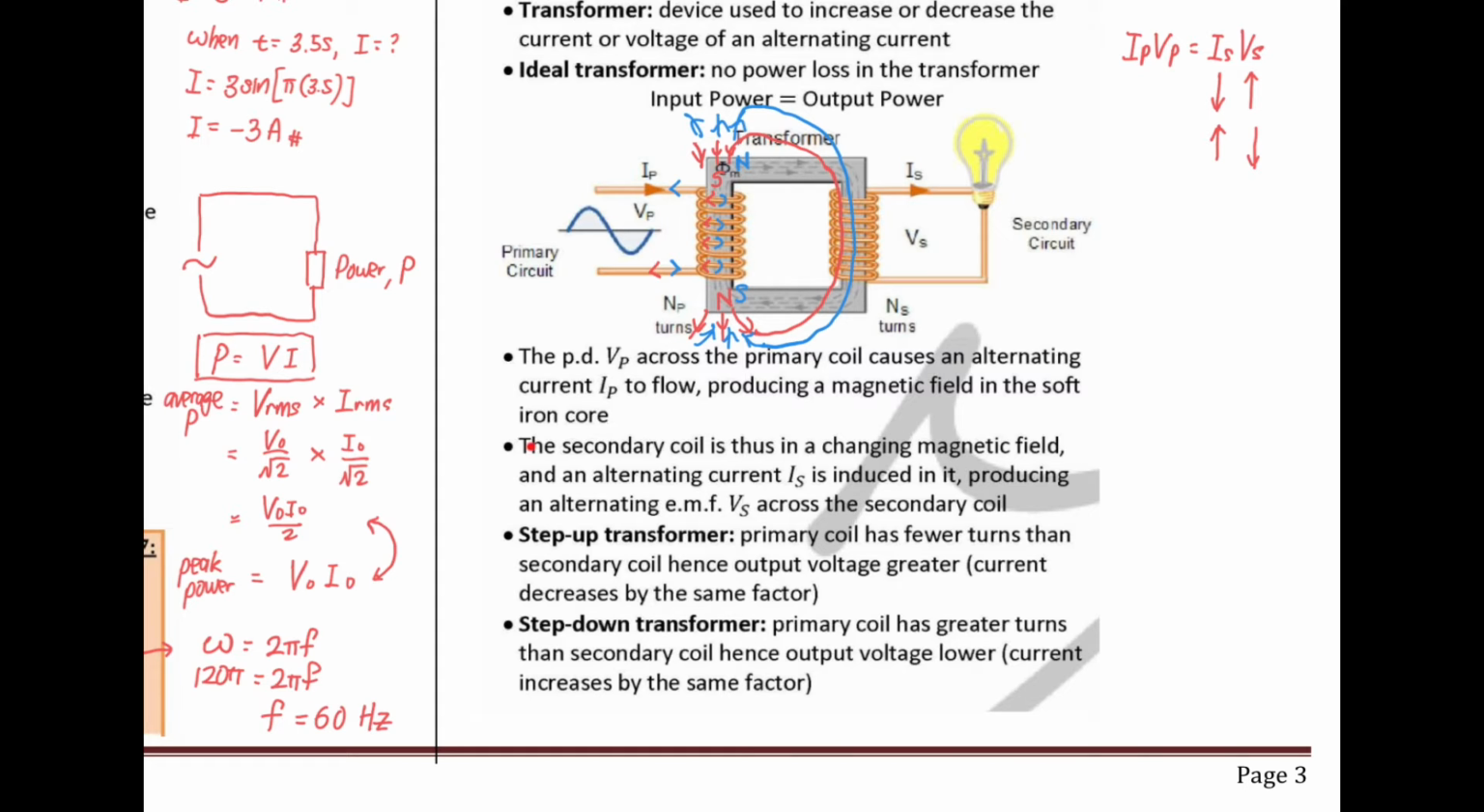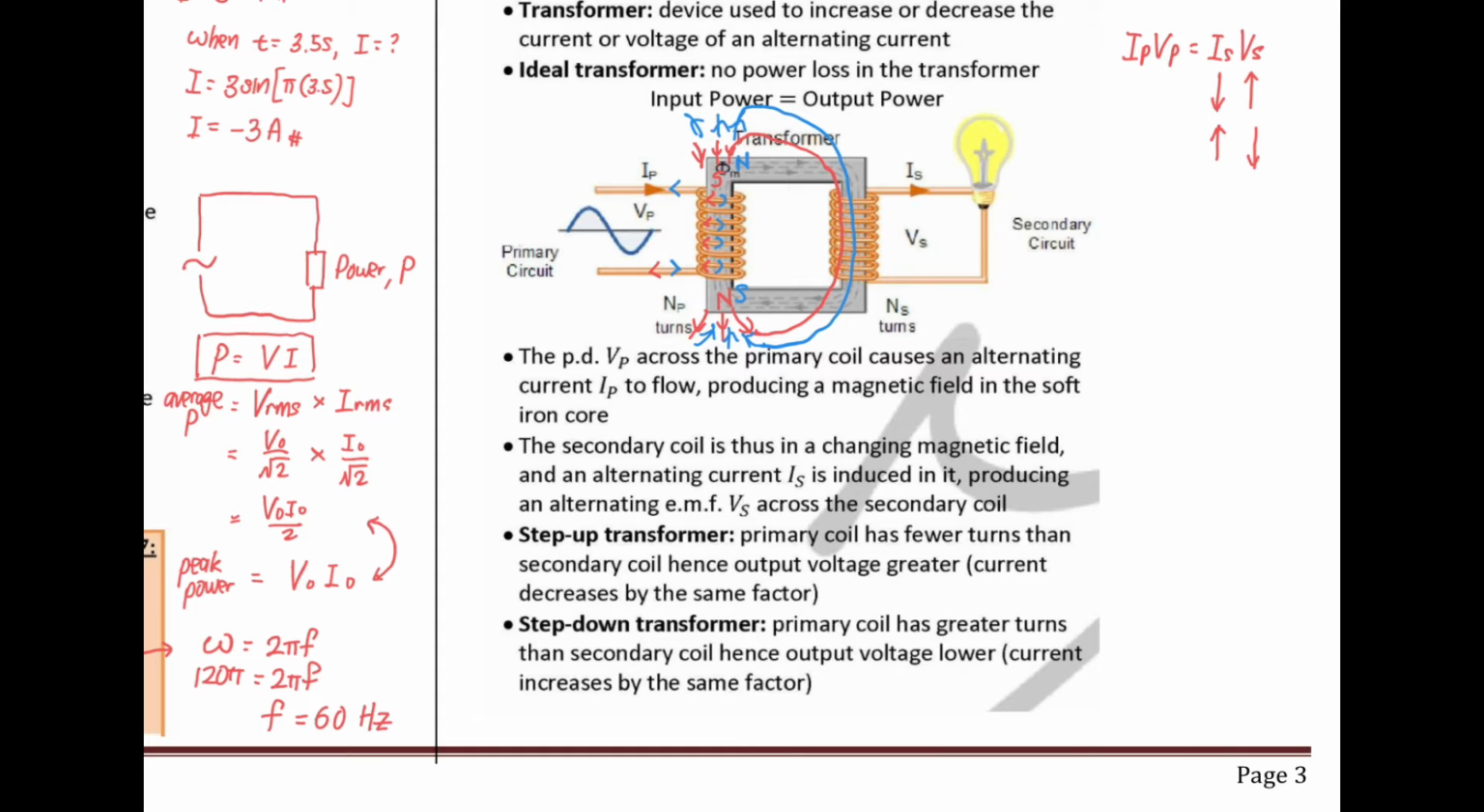Okay, next point. The secondary coil is thus in a changing magnetic field. As I mentioned just now, start from the red color magnetic field, then followed by the blue color magnetic field that keeps changing. And an alternating current IS is induced in it, producing an alternating EMF VS across the secondary coil. Okay, so this one we discussed already.